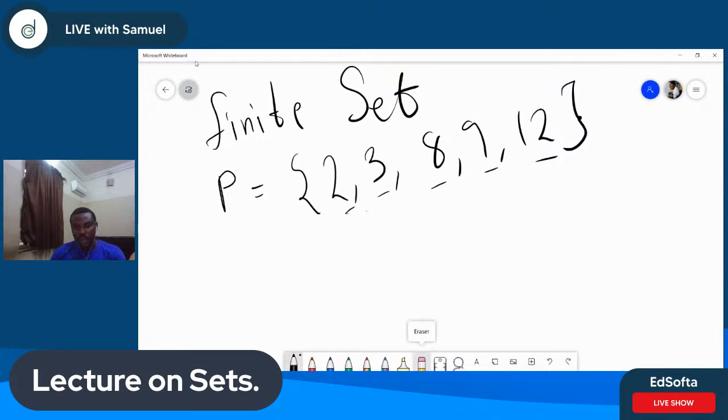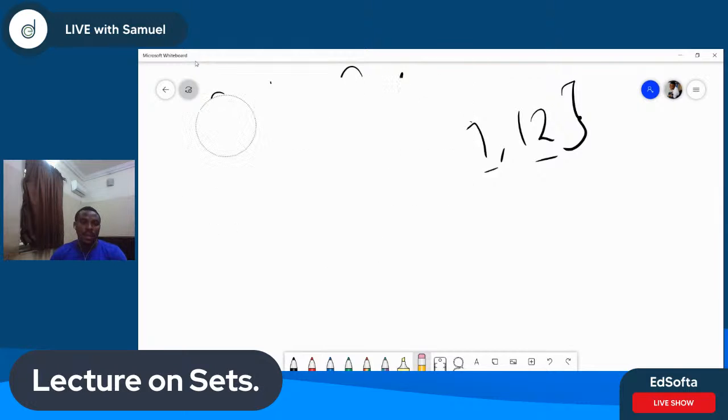That's just what a finite set is about. It is telling you that what is inside is countable. So if what is inside is countable, then it is a finite set. Okay, let's look at the next one.